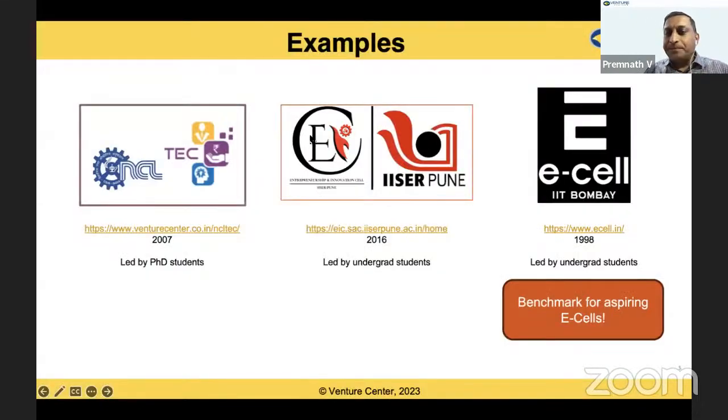So let's begin with this first, which are examples of student entrepreneurship clubs. So here are 3 which we have been involved with in some way or the other. On the left is the NCL Technology and Entrepreneurship Club, founded around 2007. It's led by PhD students. NCL is largely composed of graduate students, postgraduate students. So this has a slightly different flavor to it. All of them are research students focused on finishing a PhD. Maybe we'll look at science-based entrepreneurship if they are interested in entrepreneurship.